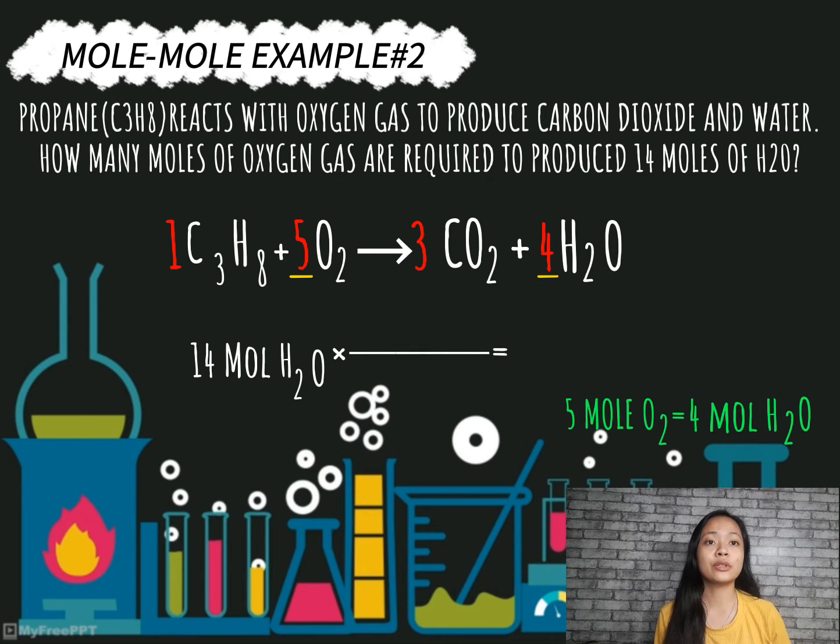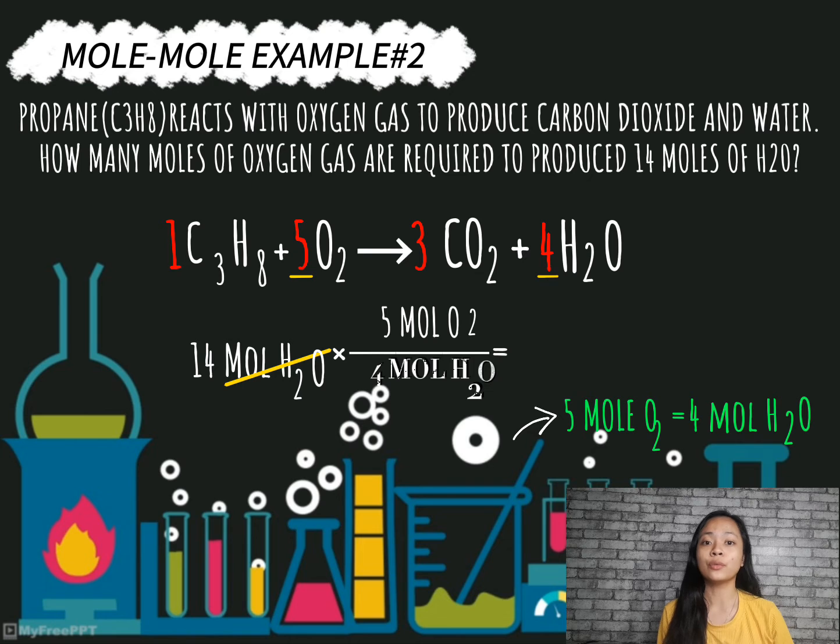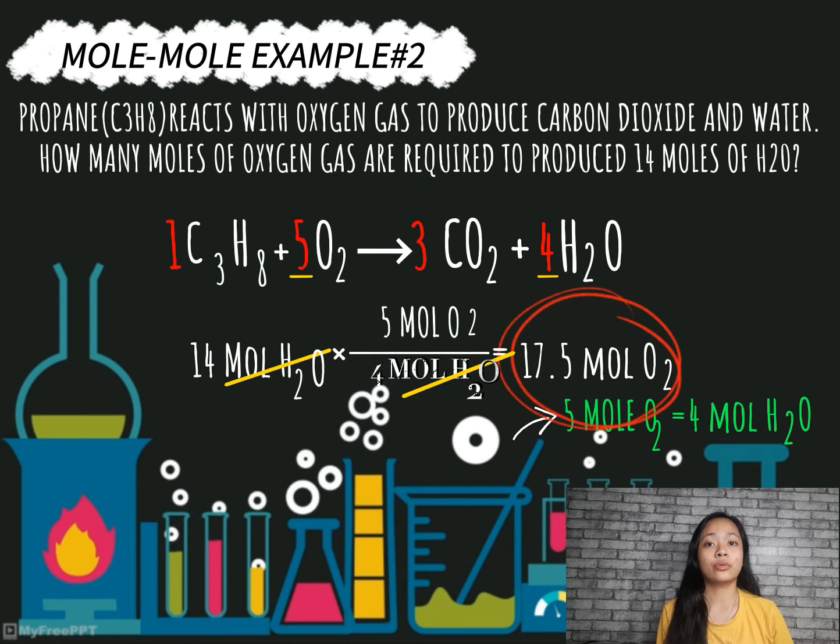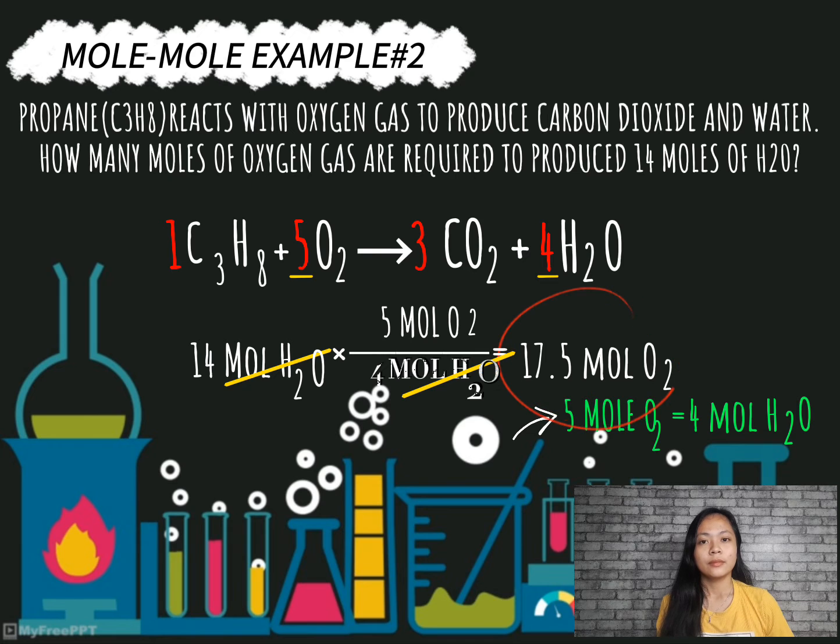Now, since we have the moles of water on the top row, we put it on the bottom of the second fraction, because we want the unit of moles of H2O to cancel. So on top, we have to put this part of the conversion factor, 5 moles O2. Now, we just need to do the math. So, let's calculate. 14 times 5 divided by 4 is equal to 17.5 moles O2.